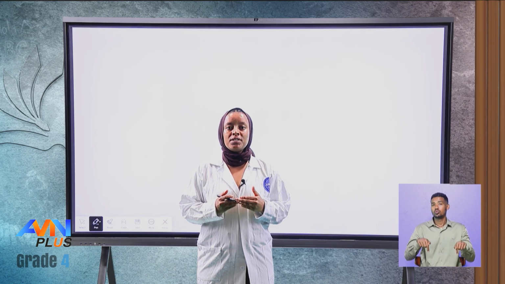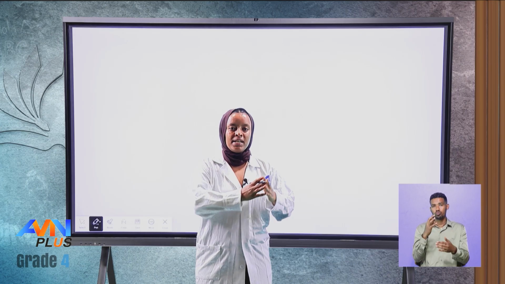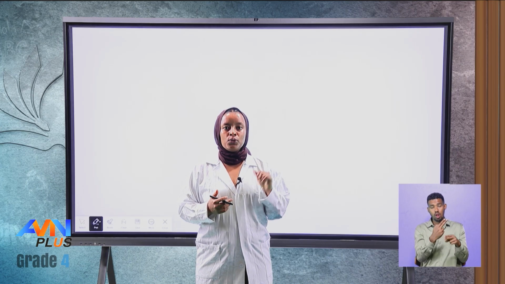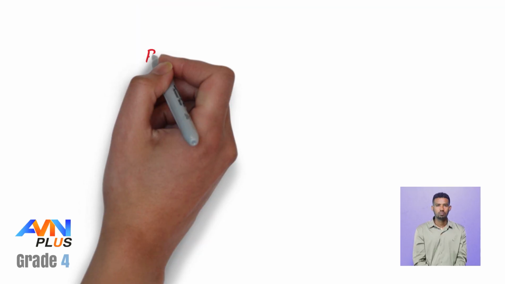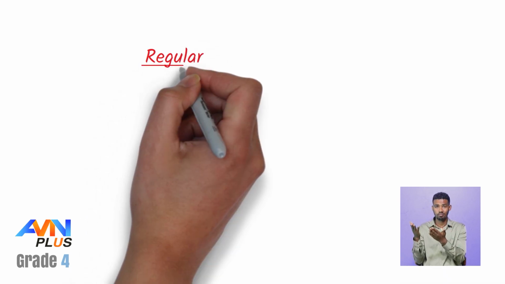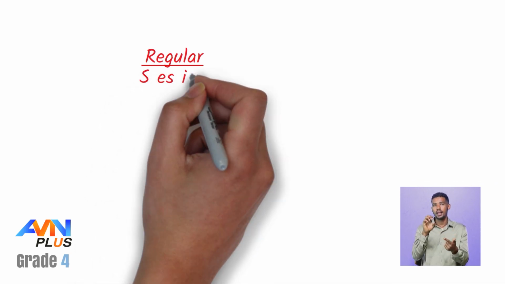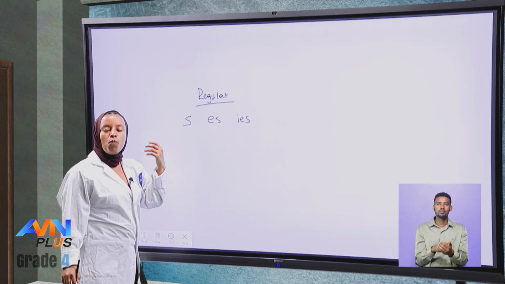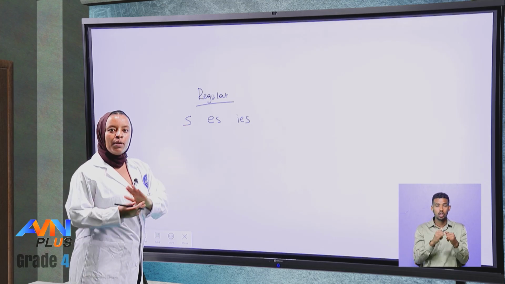Students, let us summarize today's lesson. Today, we were discussing plural forms of nouns. It means singular to plural. There are two types of rules. The first one is regular, and the second one is irregular. When we come to regular, we easily add S, ES, and IES. Most nouns add S at the end of their plural forms.